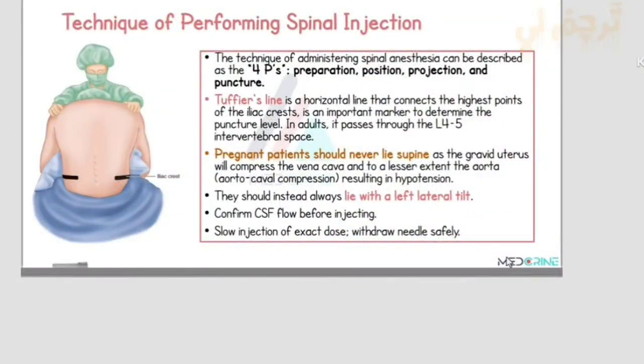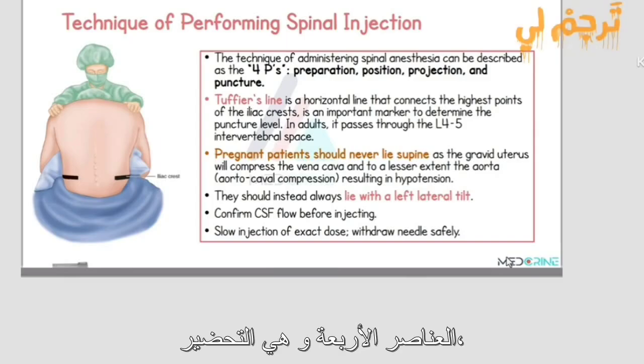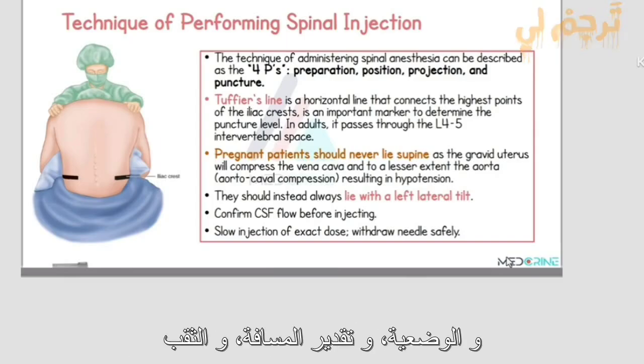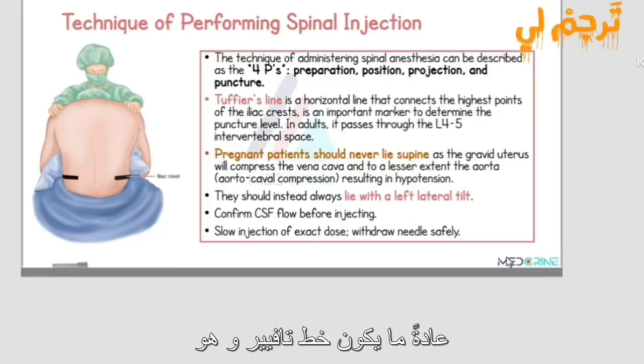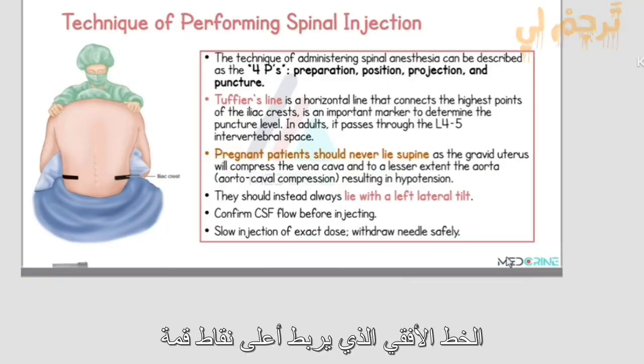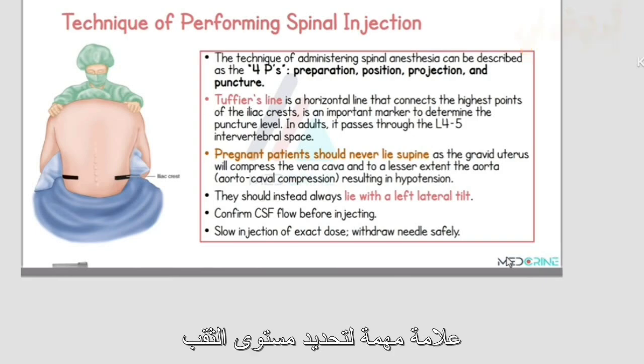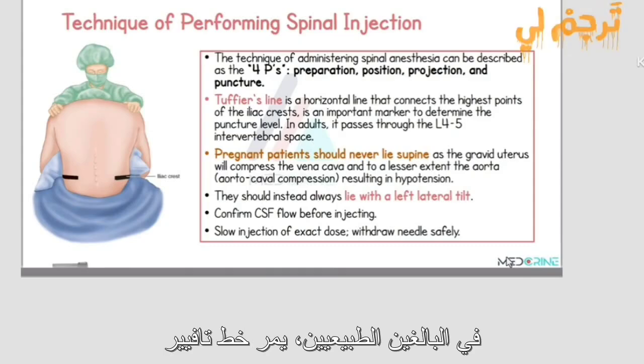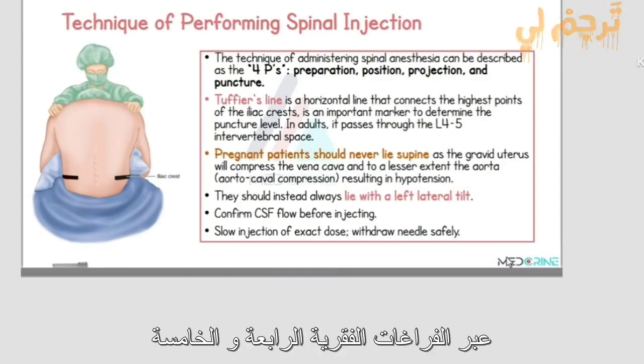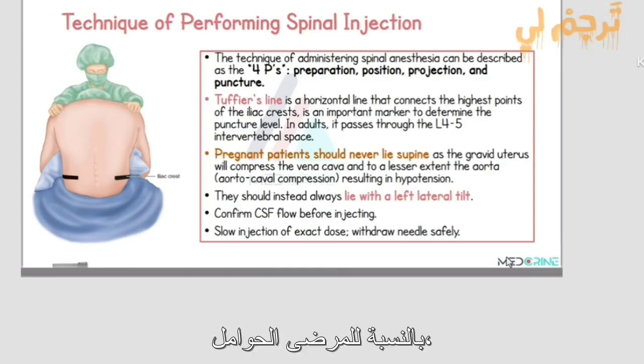The spinal anesthesia injection technique can be remembered using the 4 P's, that is preparation, positioning, projection, and puncture. A Tuffier's line is usually a horizontal line that connects the highest points of the iliac crest, as this is an important marker to determine the puncture level. In normal adults, the Tuffier's line passes through the 4th and 5th intervertebral space.